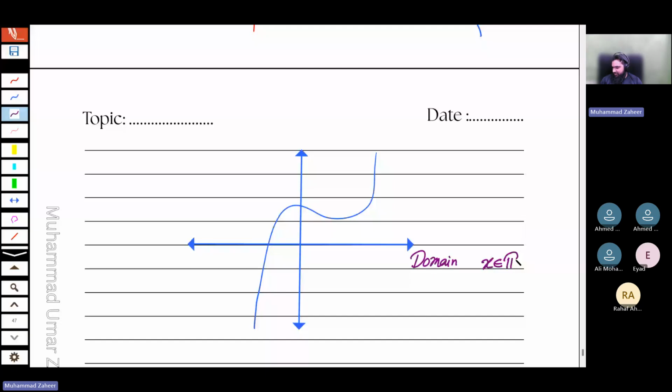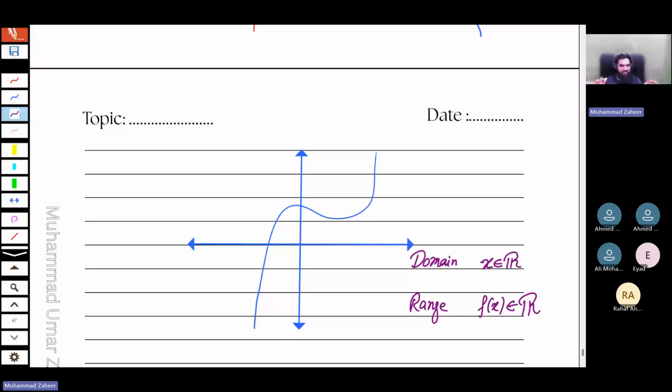What is the range of this function? What is the output? Also real values. It is going to be all real numbers as well, because look here, you get all positive y values and all negative y values. This means that the range of this graph is also all real numbers.